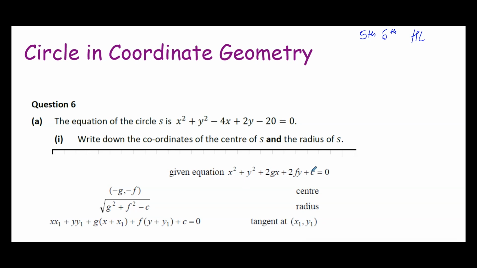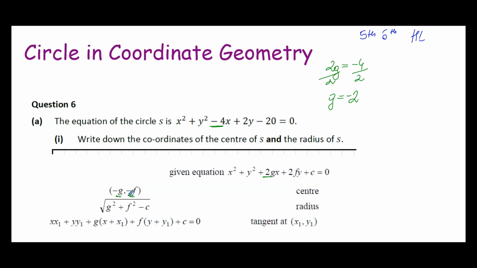So when we have a given equation of the circle in this form, how do we write the center? The center is minus g, minus f. What is g? 2g is the number that stands beside x. So in our case, the number that stands beside x will be what? Minus 4. So in order to find g, we divide both sides by 2, and minus 4 divided by 2 will give me minus 2.